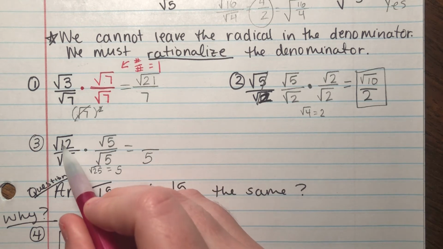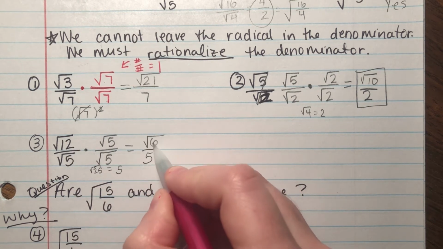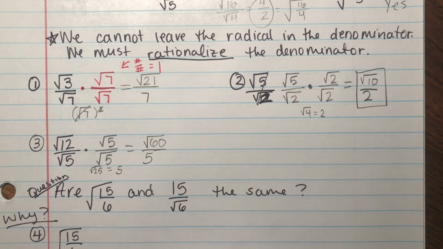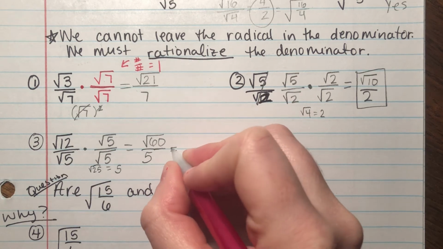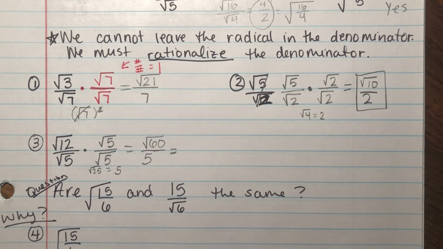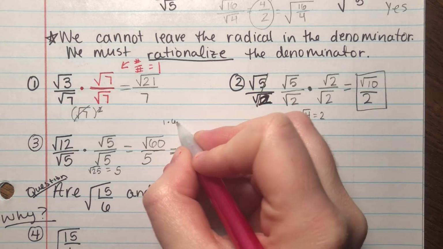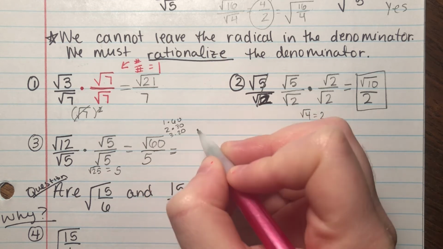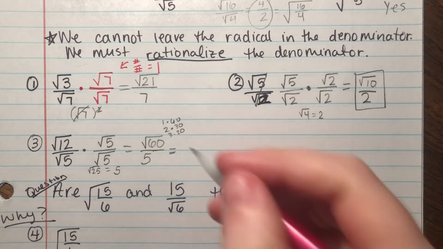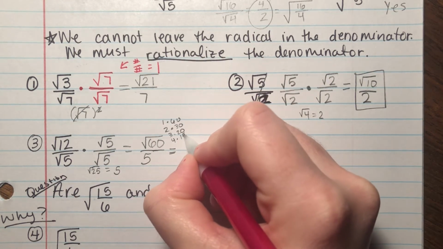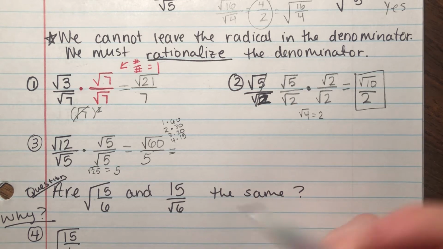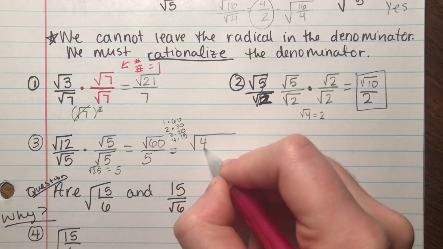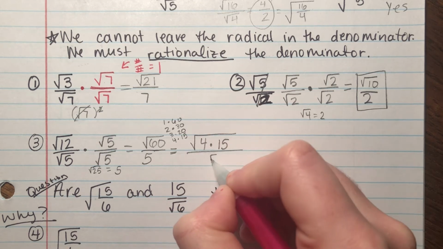All right, so I have square root of 12 times square root of 5, and I get square root of 60. All right, now I'm thinking, can I break down 60 into anything where it has a factor that is a perfect square? I'm sure I can, so let's just take a look. So what are some factors of 60? I have 1 times 60, 2 times 30, 3 times 20. Do I have any that are a perfect square yet? No. I have 4 times 15. Well, I know that 4 is a perfect square, so why don't I try that one? So square root of 4 times 15 over 5.